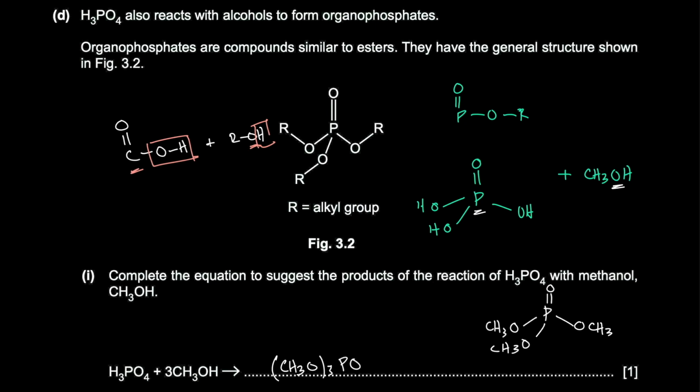And then obviously, since we're making 3 of these bonds, for every one bond, you remove one H2O. Again, this guy loses the OH, this guy loses the H, and we have three of these, so we get 3 H2O.